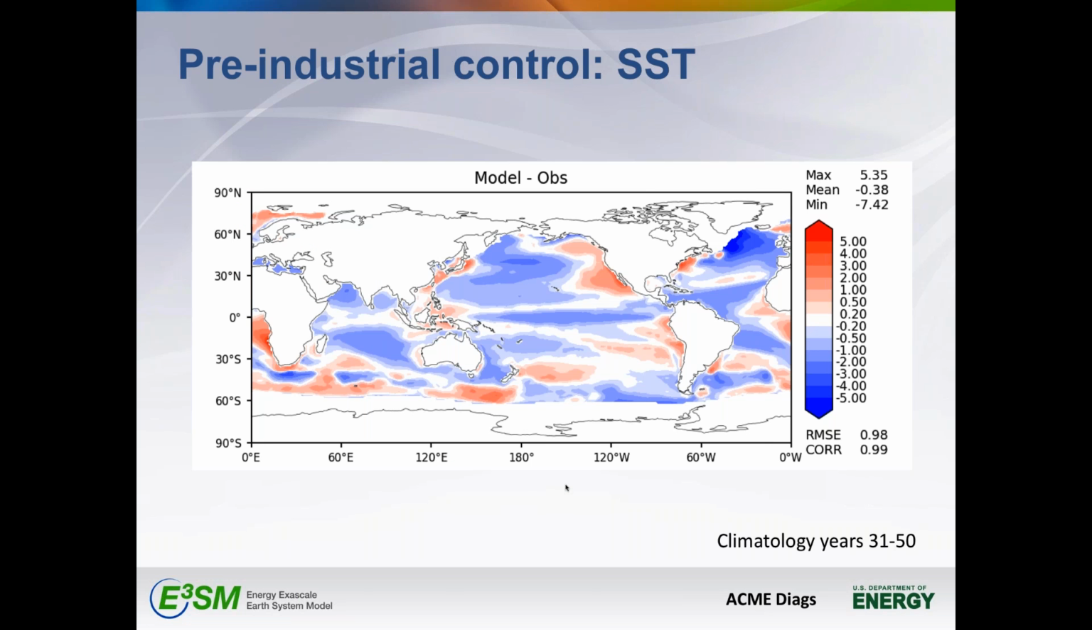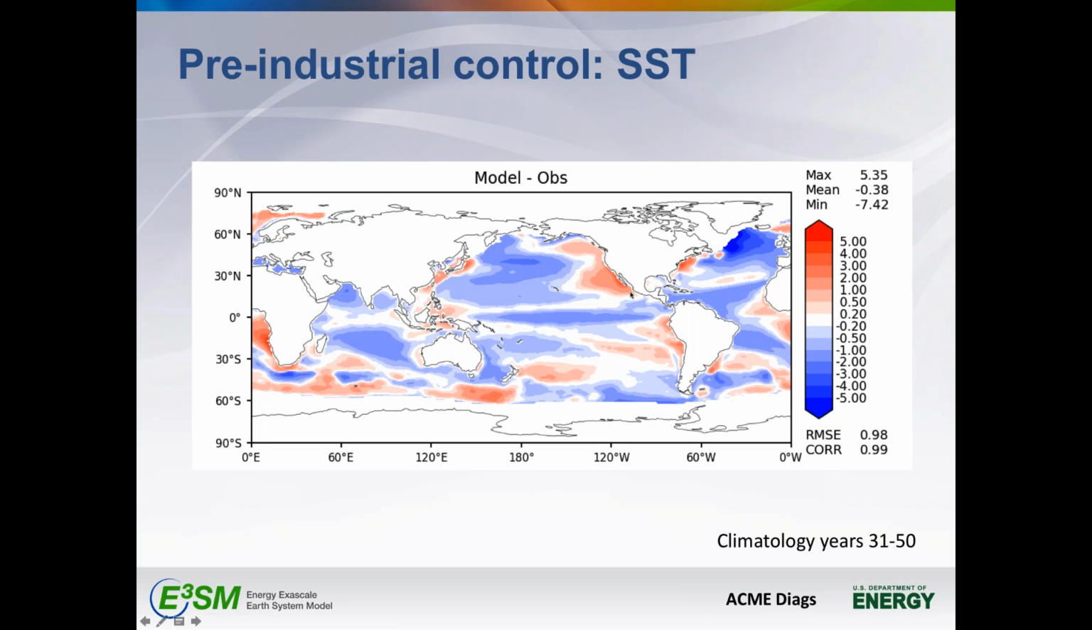This is the figure that Xiaocheng requested. This is the difference between model and observation for SST, and I took the climatology from years 31 to 50 of that beta 2 FCT2 simulation. Red are areas where we have a warm bias, blue areas where we have a cold bias. This is relative to the pre-industrial estimate from the Hadley SST dataset. You see patterns that are quite familiar: a warm region near the coast, in the stratocumulus region, we'll get back to this later, and then a cool region in the North Atlantic and North Pacific.